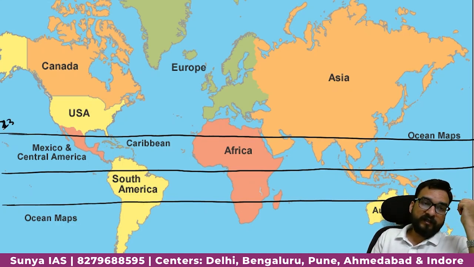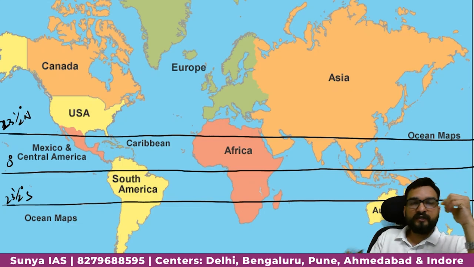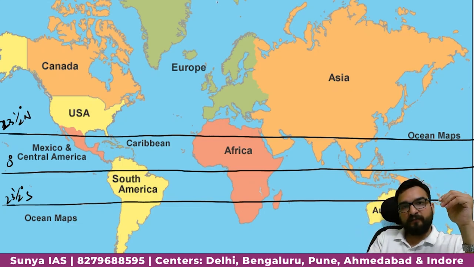23 and a half degree, 23 and a half degree, 0 degree, 23 and a half degree, south, north. And you know that we have divided this by the prime meridian also. This prime meridian is going like this.